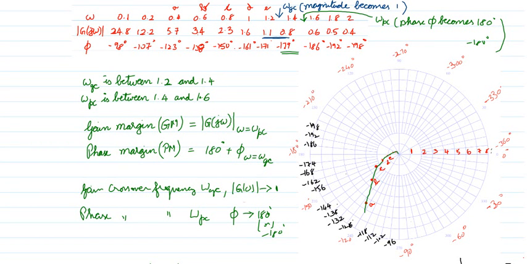Next we move into the phase crossover frequency. Look at the phase angles. It's minus 179, minus 186. Between these two values we have minus 180, right? Minus 179 is there, minus 186 is there. It is between what frequencies? Minus 179 corresponds to 1.4, minus 186 corresponds to 1.6. So between 1.4 and 1.6 there exists the phase crossover frequency.